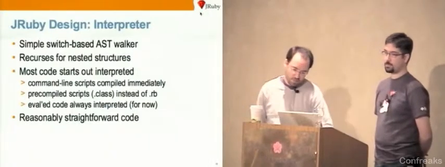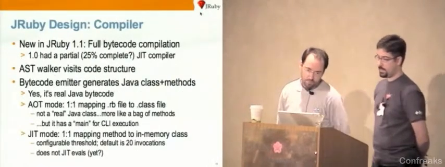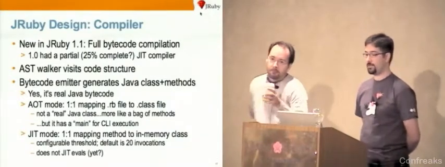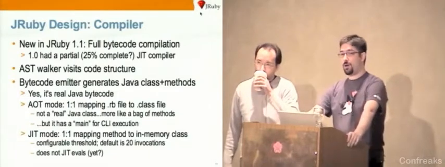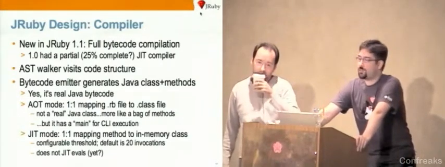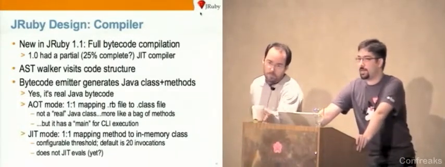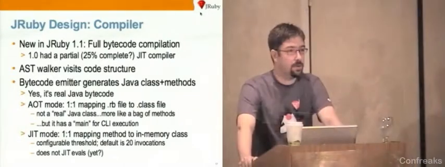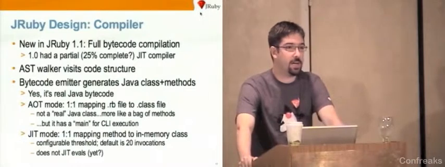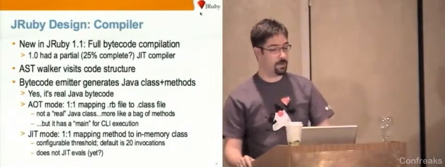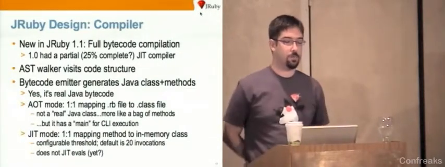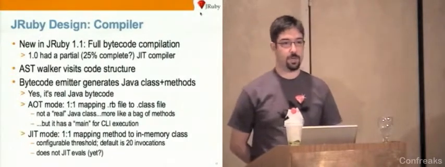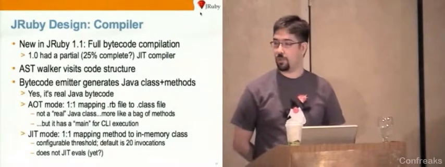And as I said, straightforward code. It actually gives us a lot of flexibility, the fact that we have an interpreter. For example, in JRuby 1.0, we had part of the compiler done. It was maybe 25% complete, something like that. But we were able to enable it. So once there were methods it could compile, it would do so. But it would still fall back on the interpreter for the pieces that it couldn't compile yet. Now with JRuby 1.1, we have a full compiler to Java bytecode as part of the release. And it was in the 1.1 beta release.